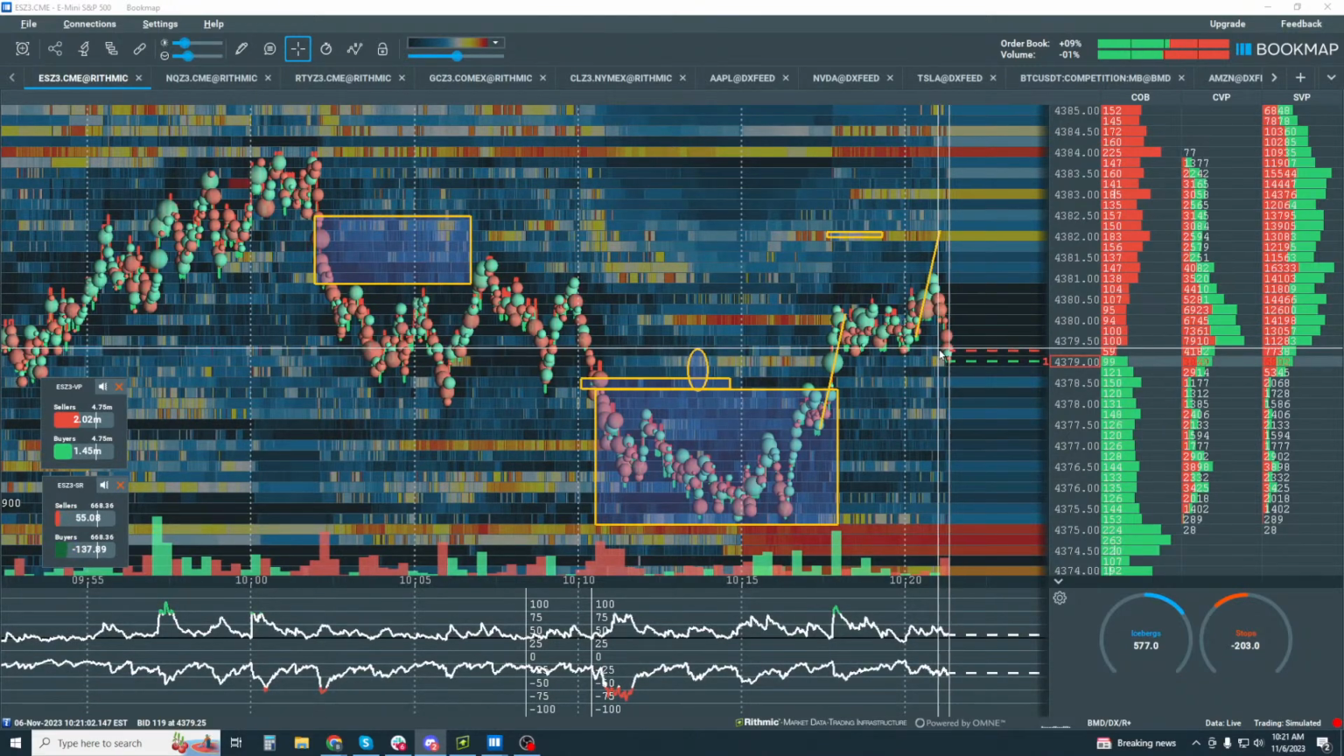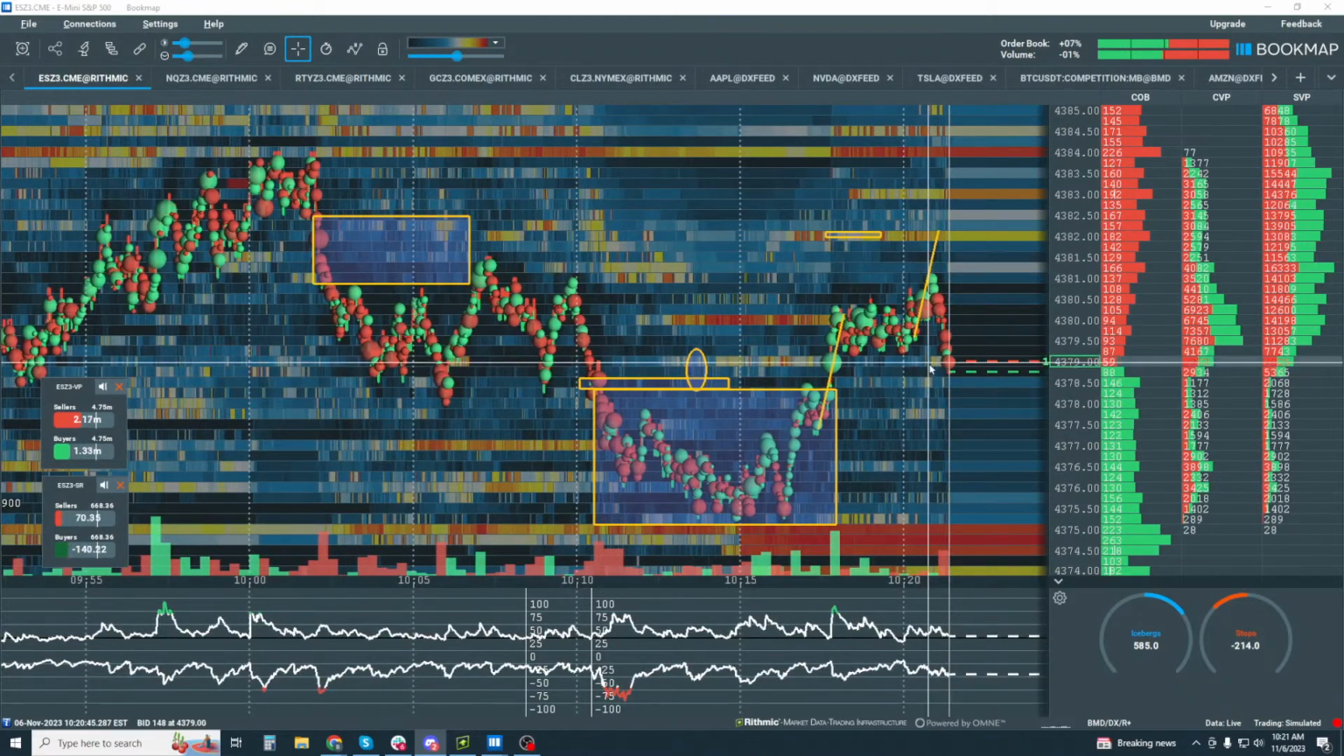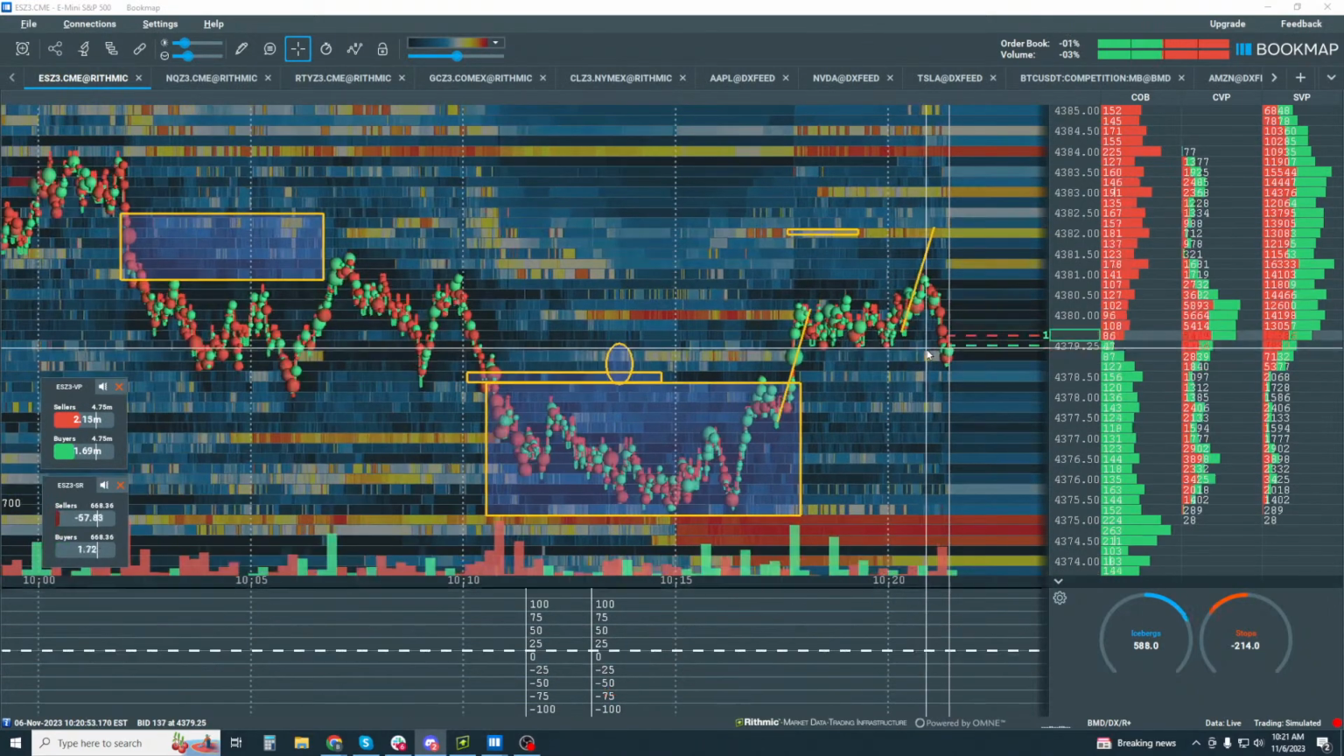We got one more move to the downside here. Still looking for it to play out.